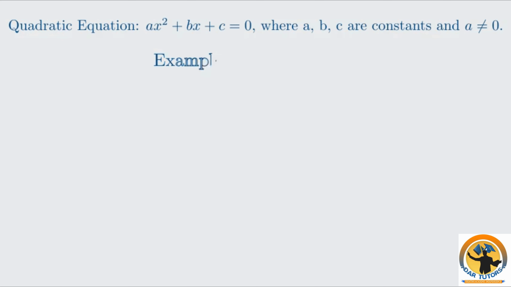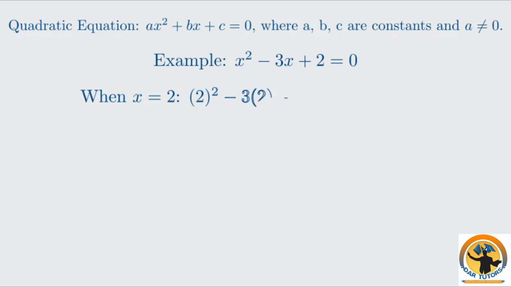For example, let's consider the equation x squared minus 3x plus 2 equals 0. If we test the value x equals 2, we substitute it into the equation. We get 2 squared minus 3 times 2 plus 2, which simplifies to 4 minus 6 plus 2, which equals 0. Since the equation holds true, x equals 2 is a root. So a root is simply a value that satisfies the equation. Our goal is to find all such values.